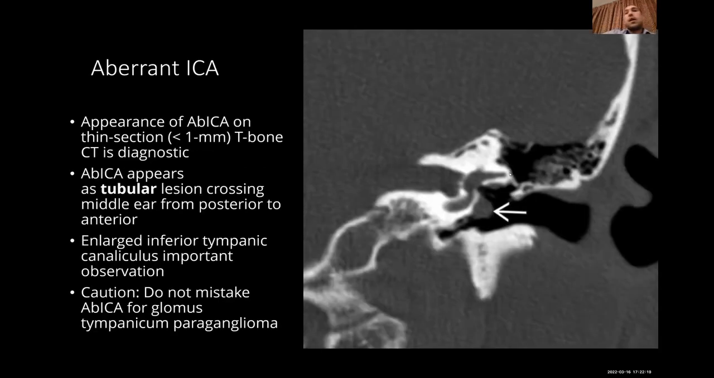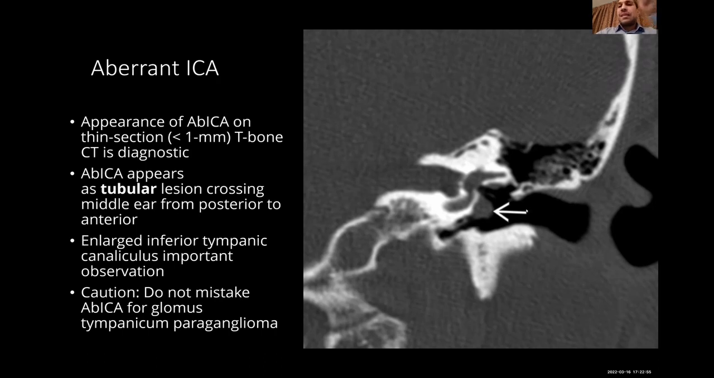This structure is aberrant internal carotid artery. The most important point is tubular structure. Unfortunately, if you call it glomus tympanicum, you may meet the problem in the court. The history is very important because here the history is very important. The clinical examination is very important, and you have to chase this with the referring physician.